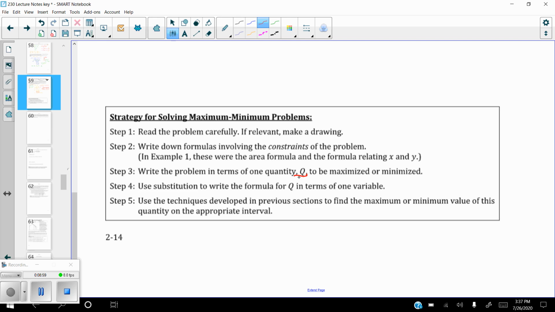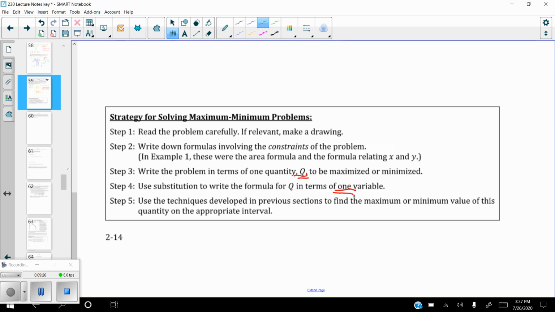Okay, they call it Q here, but you write it as whatever you want, as far as if it's area or perimeter, whatever you're trying to maximize. It usually tells you that in the problem. Use substitution to write the formula for Q in terms of one variable. That was important. That's why I used that perimeter portion to solve for L in the case that we did up above, and then we back substituted that into the area problem to get down to one variable, W.